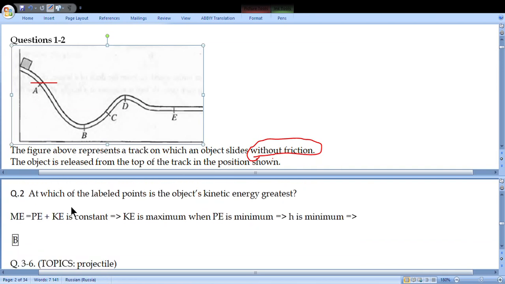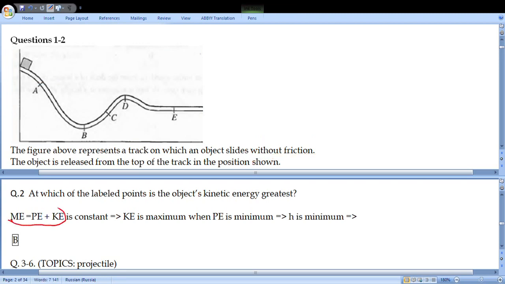Question 2. At which of the labeled points is the object's kinetic energy greatest? Mechanical energy consists of potential energy and kinetic energy. It is conserved and constant because there is no friction. Kinetic energy is maximum when potential energy is minimum. It means that height is minimum. So we choose the minimum height, which is at B.